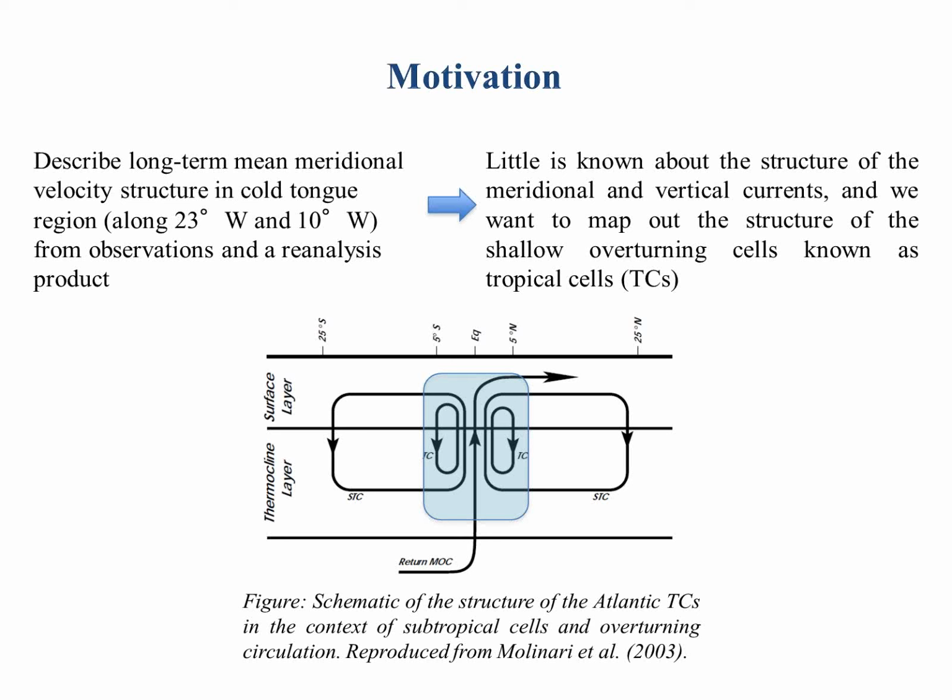These tropical cells are embedded in strong zonal flow. So you have the equatorial undercurrent that's coming out of the page. You have at the surface the south equatorial current that's going into the page. So these are not there in isolation. You have strong zonal flow in addition. And they are also part of these larger overturning cells. Okay, but we don't really know what this looks like in the cold tongue region, so that's the idea. We want to look at 23 west and 10 west and see what the structure of these cells looks like.